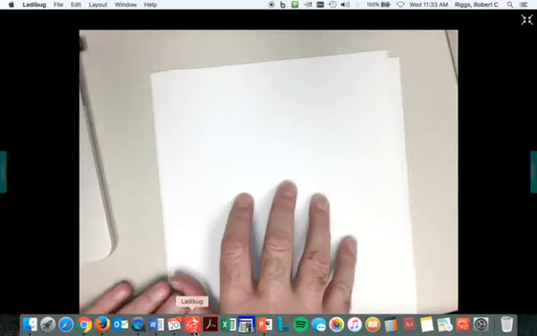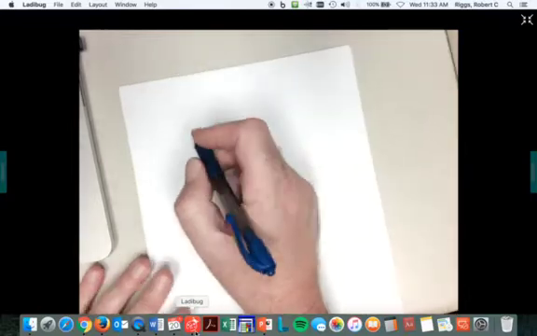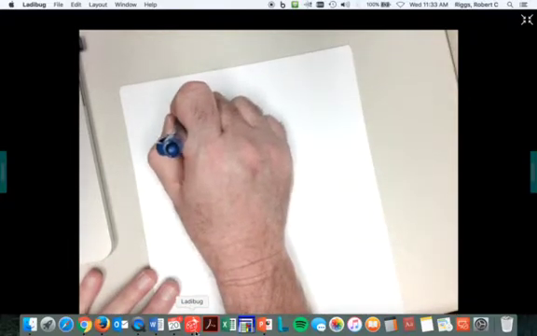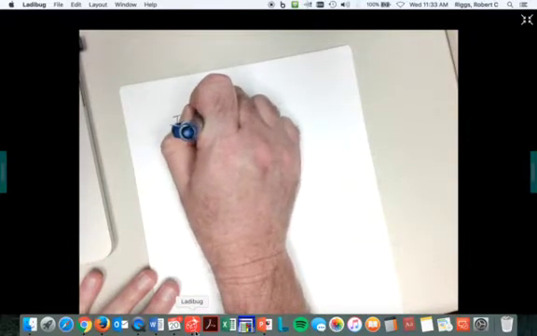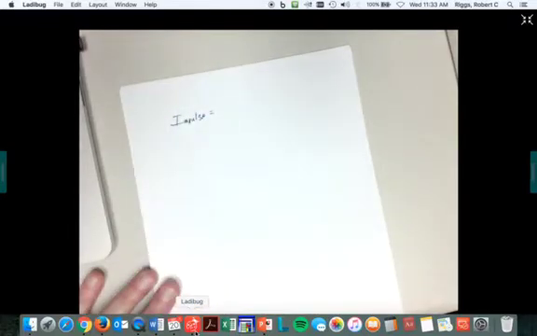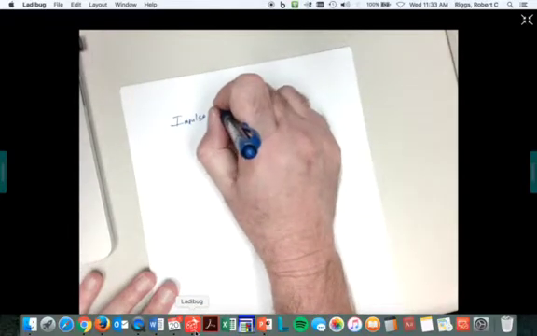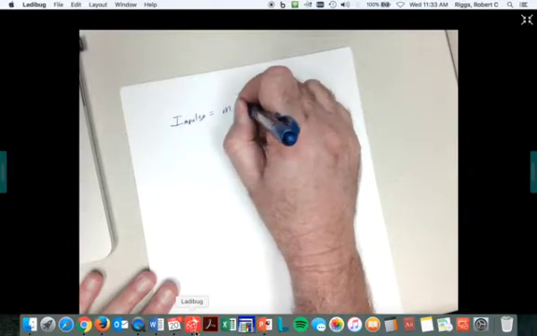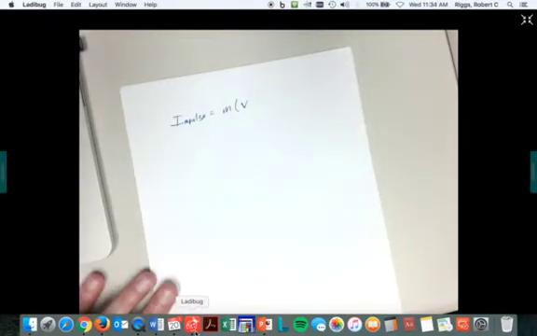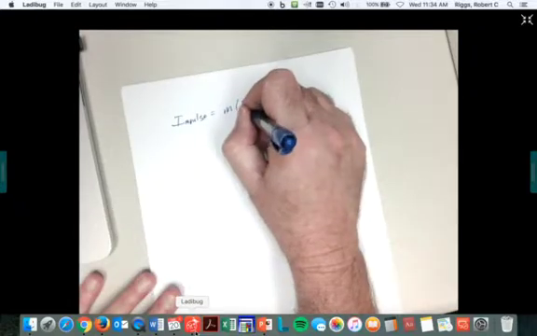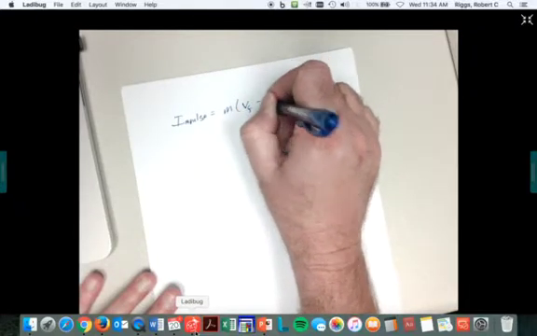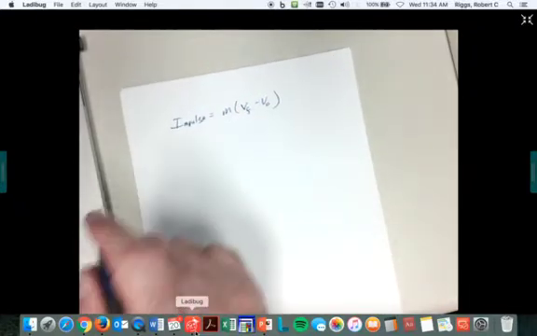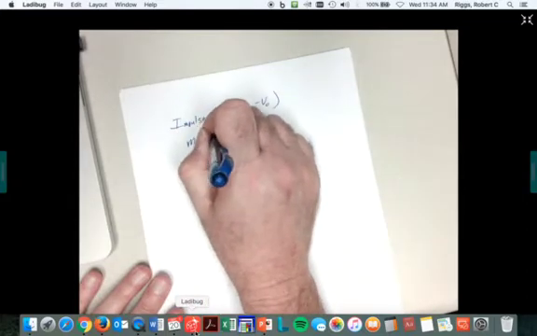What is the impulse? That's what we've got to calculate here. And we know that the impulse is equal to the mass times the change in speed, or change in velocity. And I'm going to hold you to the change in velocity, okay? So velocity final minus velocity initial. That's what the impulse is. So we know the mass is 0.06 kilograms.